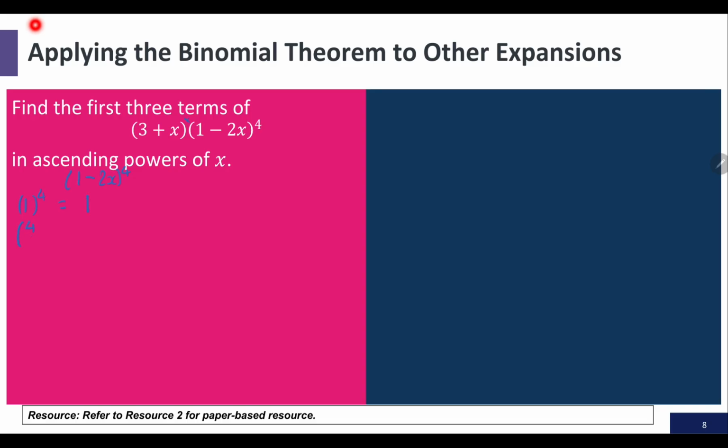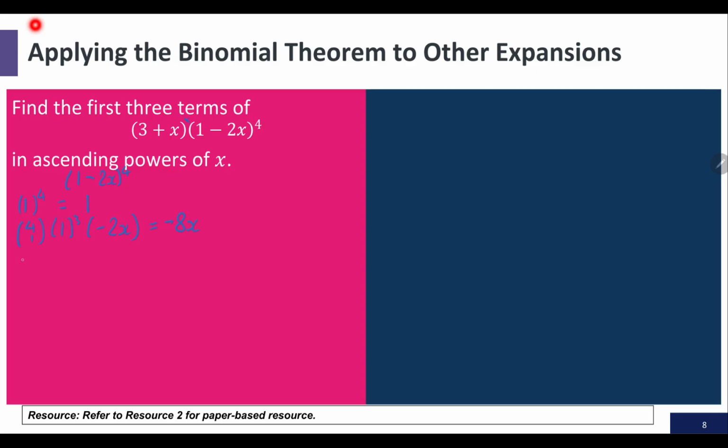Next is going to be 4 choose 1, multiplied by 1 cubed, multiplied by minus 2x. Let's work that out now. Okay, here we go. 4 choose 1 is 4, multiplied by 4, multiplied by minus 2 is minus 8.